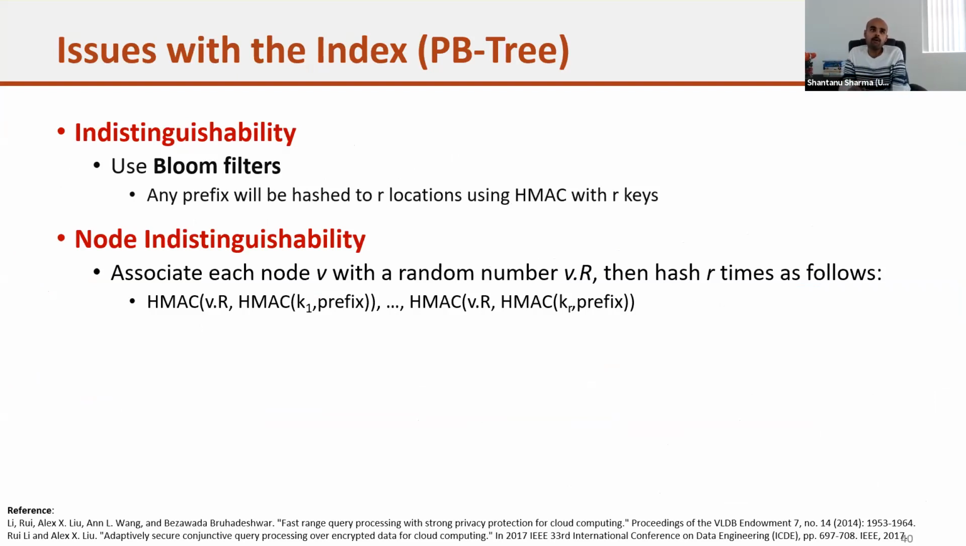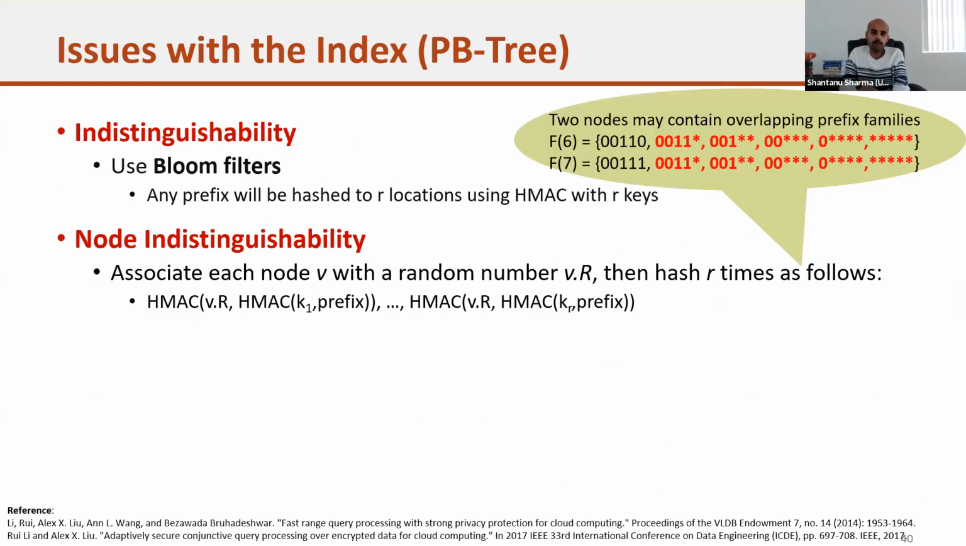And for now, suppose here is a value F6 and F7. The prefix family of these two nodes in the Bloom filter will also contain the same values, so some values of the Bloom filter will be the same for F6 and F7. Now the adversary can observe how many values are matching. Based on this, he can also observe the order of the values.